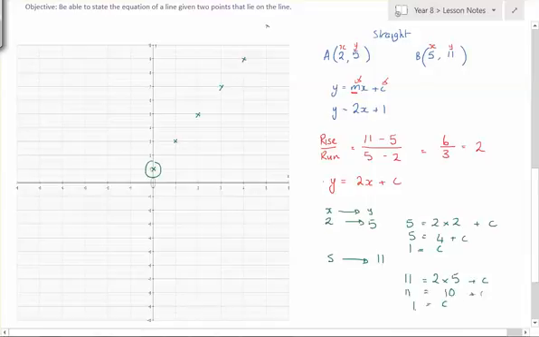So therefore we know that it's going to be y equals 2x plus 1. So in that way I didn't even have to draw the line. Right.